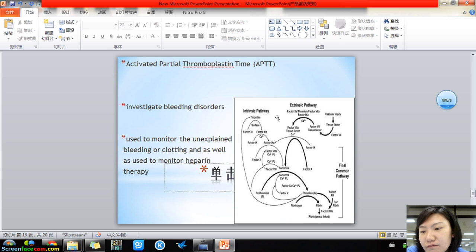APTT investigates bleeding disorders, and it is often used to monitor unexplained bleeding or clotting, as well as to monitor heparin therapy. The APTT is ordered along with the PT test, and blood clots help stop bleeding. An extended APTT means clotting takes a longer time than expected, and it may indicate a deficiency of coagulation factor or other specific reasons.